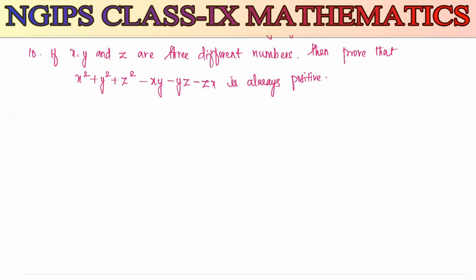Today's session we are going to discuss expansion. Okay, here we have the 10th one. If x, y and z are three different numbers, then we need to prove that x square plus y square plus z square minus xy minus yz minus zx is always positive.